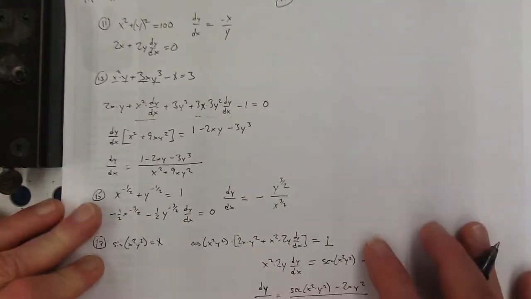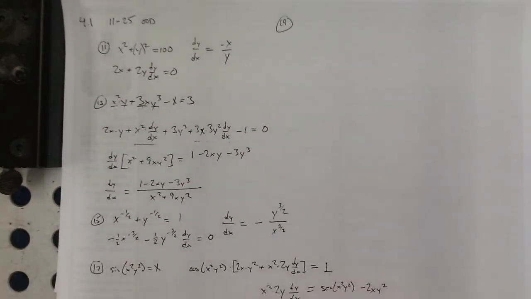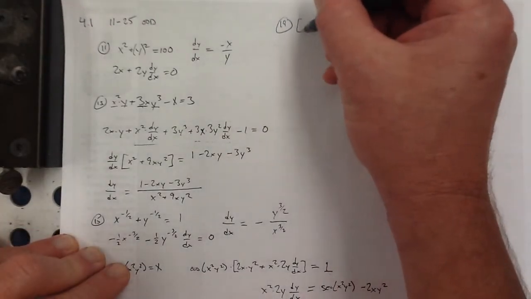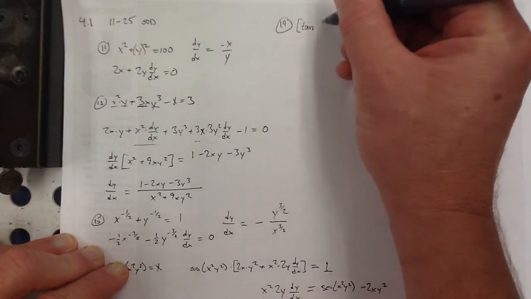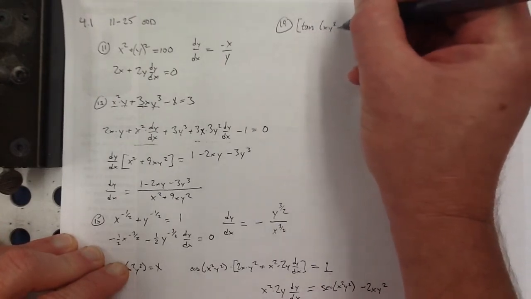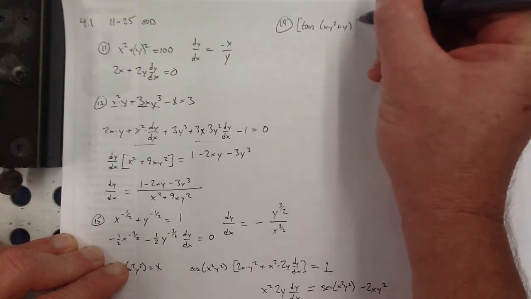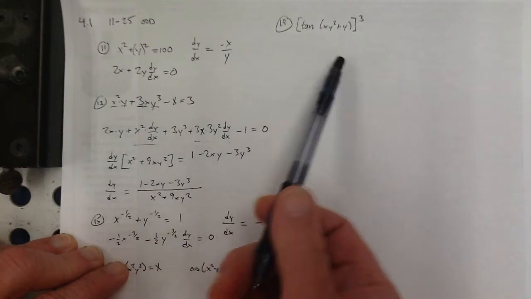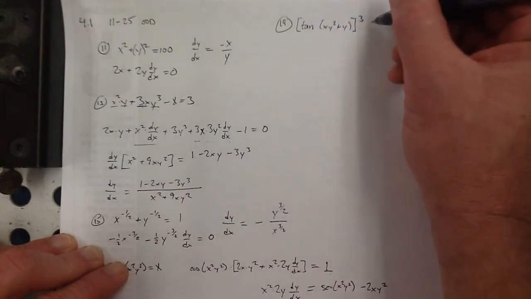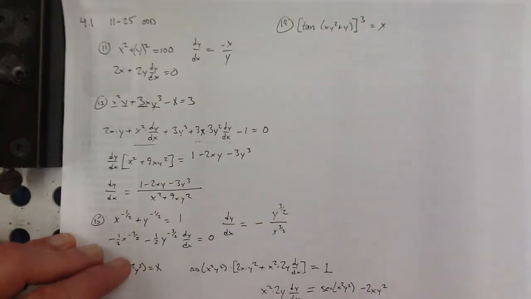Number 19. Tangent cubed. Okay, I'm going to go ahead and write that in my more calculus-friendly notation, like that. So that's suggesting to me that we're going to have a couple layers of chain rule here.